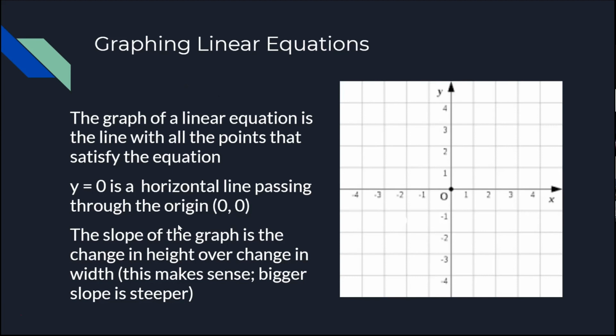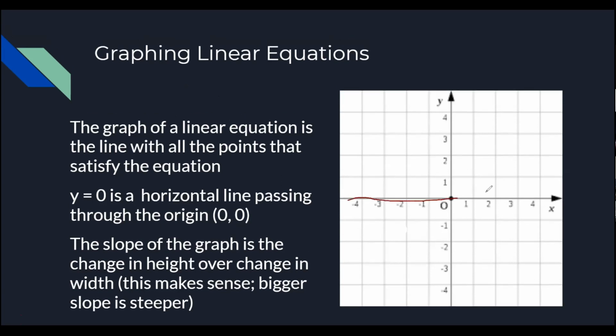So for example, if we have y equals 0, remember, y is up or down. So if you're going 0 up or 0 down, then that means all the points on this line satisfy y equals 0. Does that make sense? So it's a horizontal line passing through O. O is what we call the origin. It's 0, 0. You're going 0 right, 0 left, 0 up, 0 down. Make sense?